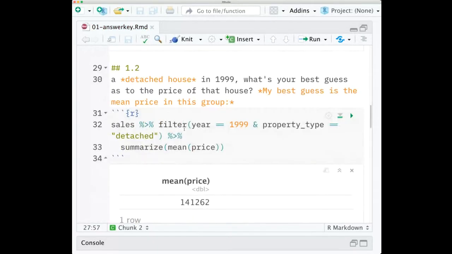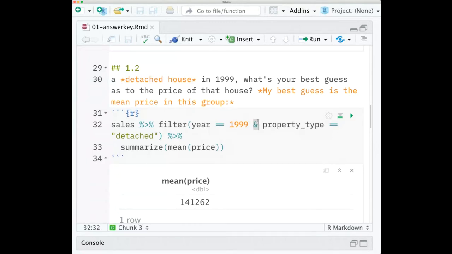If you're a detached house in 1999, what's your best guess as to the price of that house? Okay. So if we're in 1999, that tells you, okay, I need to do a filter that gives me years in 1999. And then I need a filter that is detached house.